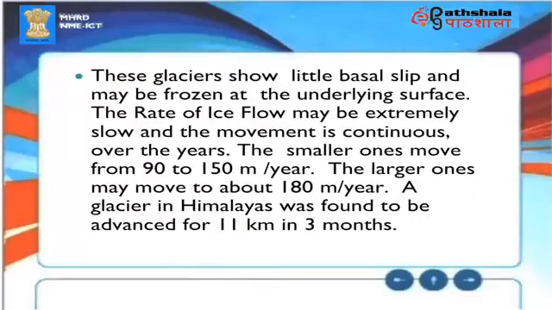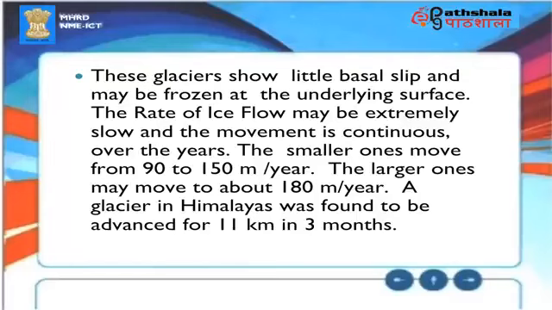These glaciers show little basal slip and may be frozen at the underlying surface. The rate of ice flow may be extremely slow and the movement is continuous over the years. The smaller ones move from 90 to 150 meters per year.